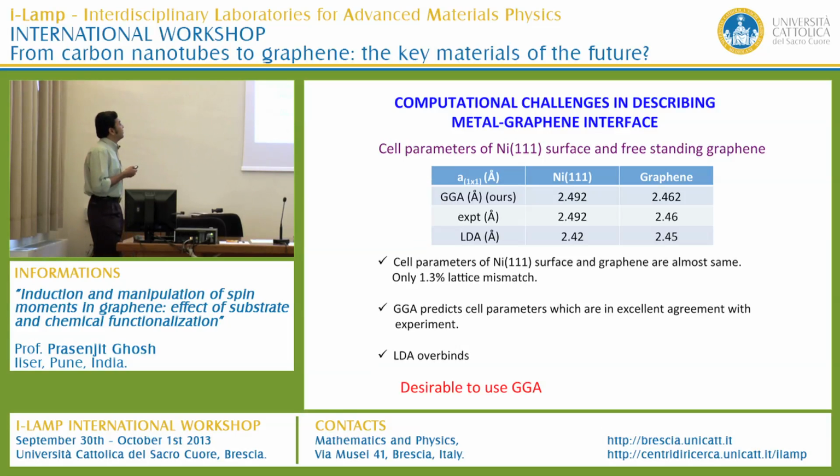Within the theoretical limits of the GGA or the LDA, the GGA typically does a good job in describing the lattice parameters of both nickel and graphene. Whereas LDA, on the other hand, tends to overbind the system. So from a theoretical point of view, one would prefer to use a GGA.